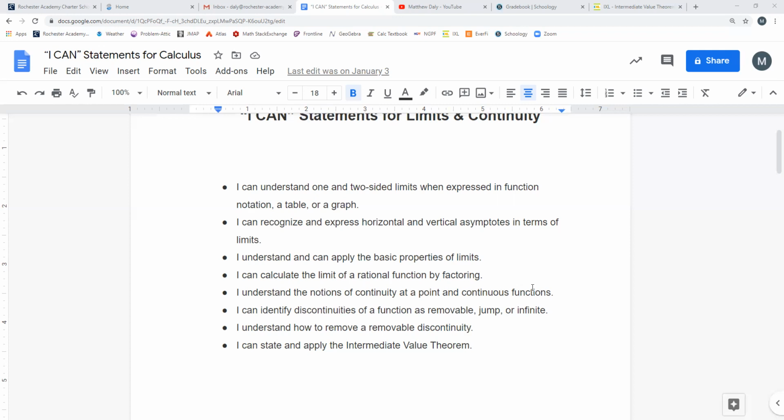A jump discontinuity was where a function had two open circles, or an open circle and a closed circle, that were not at the same point. So the output value jumped very quickly from where it was coming at from the left-hand side to where it was coming from the right-hand side. And so that is a discontinuity that cannot be removed by defining the value at that meeting point. The other kind of discontinuity of a function is an infinite discontinuity.